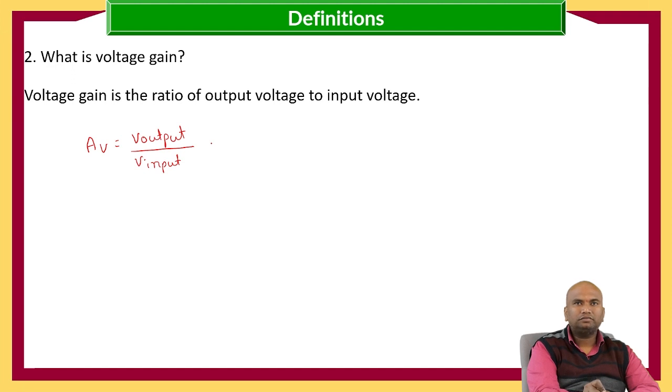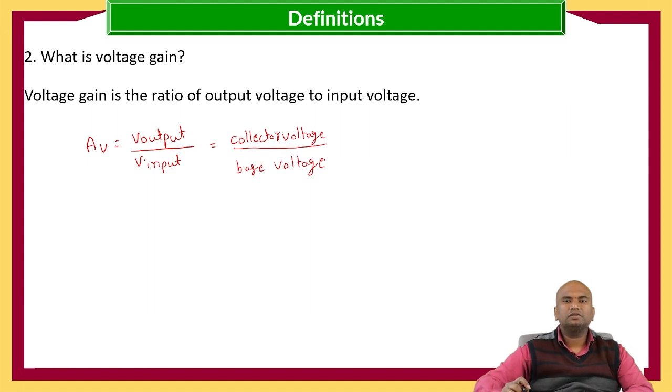Here, if we take, V output is across the collector voltage divided by input voltage, which is the base voltage. Like this we are going to have different values for different configurations of amplifiers.